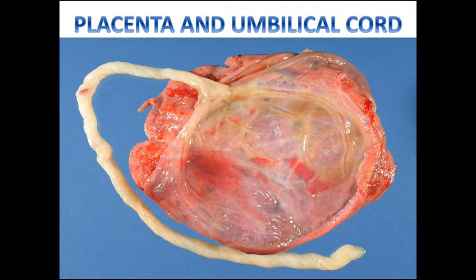This is the picture of the placenta and the umbilical cord. Here you can see this is the placenta. The placenta performs many functions: the respiratory function, the nutritive function, and support for the fetus. Then it is covered by two layers, amnion and chorion, and from the placenta comes out the umbilical cord. This is the umbilical cord, which is covered by Wharton's jelly, and this is the whole structure of the placenta and the umbilical cord.